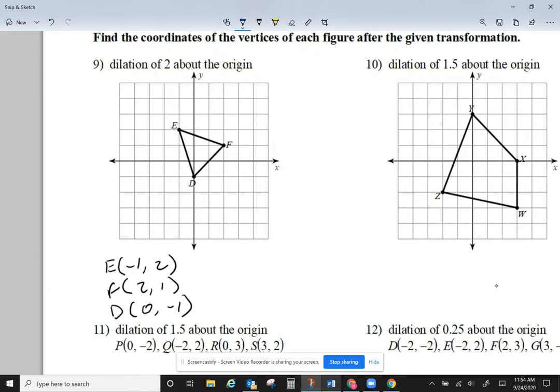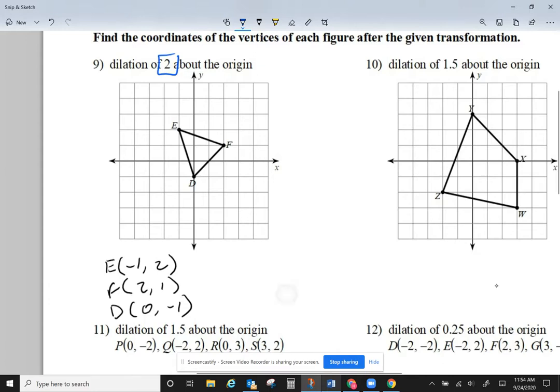I have dilation of 2. This little number we're going to call the scale factor. If your scale factor is a number bigger than 1, I expect the image to get bigger. If your scale factor is a number less than 1, still positive but less than 1, I expect the image to get smaller. So if my scale factor is more than 1, the image is bigger. If the scale factor is less than 1, the image is smaller. So from here, dilation of 2, I expect this to get bigger.